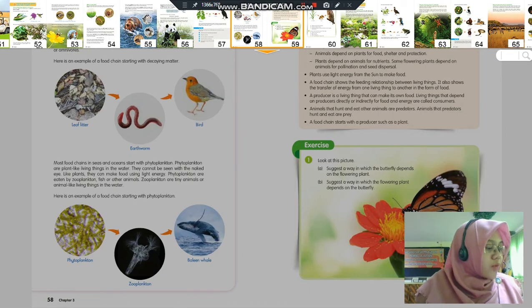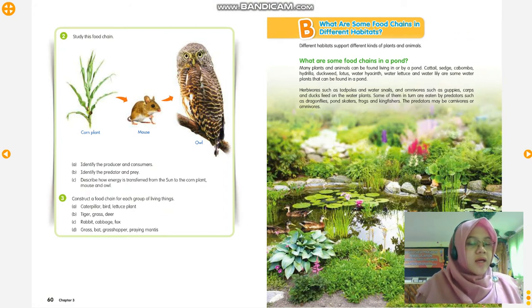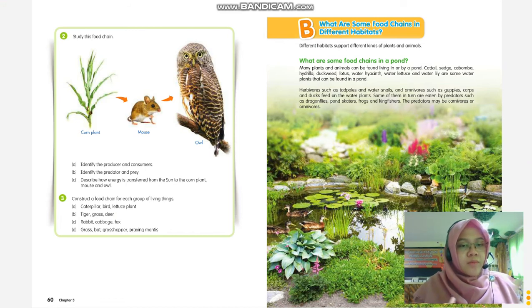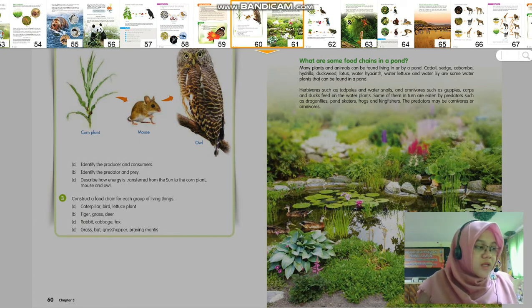Oke, lalu yang nomor 2 deh. Coba kita lihat nomor 2 yang lebih ada rantai makanannya. Nah, in number 2, study this food chain. Corn plant, mouse, and owl. Corn plant itu apa? Tanaman jagung. Nah, the question A. Identify the producer and consumer. Oke, you have to identify yang mana yang producer, yang mana yang consumer. Yang mana producers berarti dia memiliki zat hijau daun, yaitu corn plant, and then the consumer is mouse, miss.